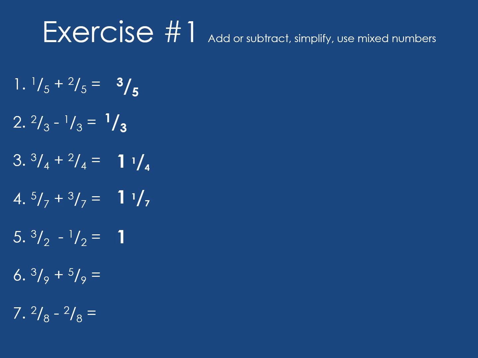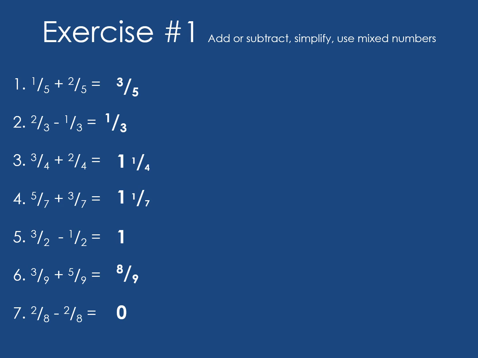Now, let's proceed to number 6. What is your answer? 3/9 plus 5/9. So your answer is 8 over 9. Can we simplify 8 and 9? Okay, no. So it just remains. Okay, number 7. 2/8 minus 2/8. What is your answer?